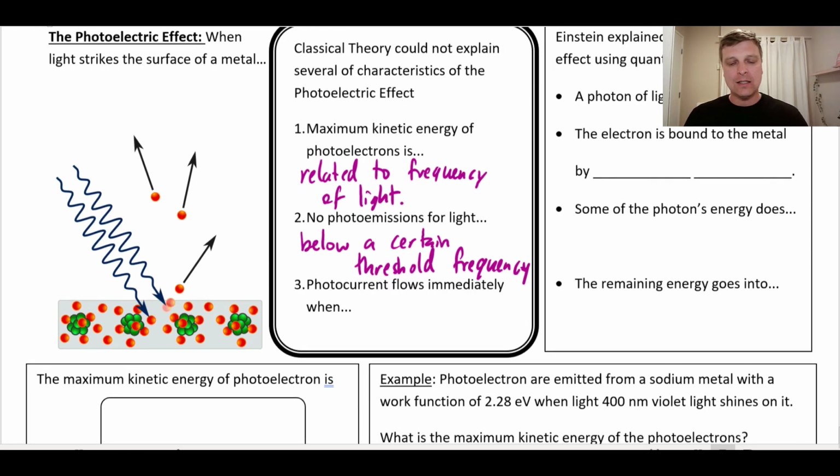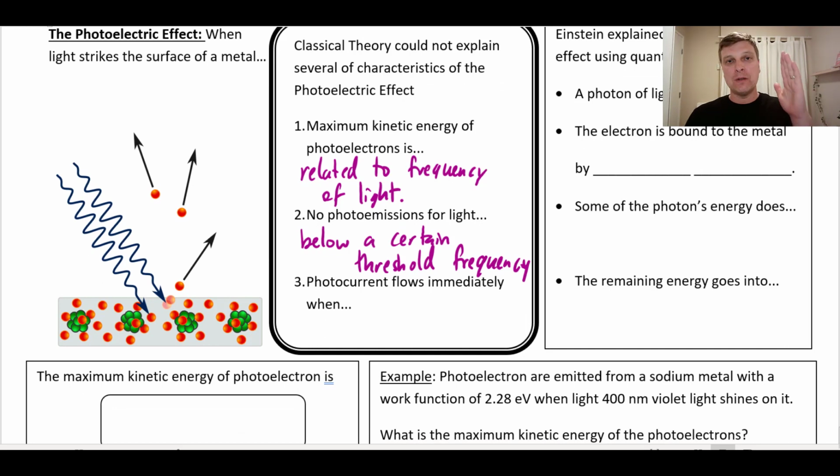And then the last thing to notice is that the photocurrent flows immediately once you cross that threshold. So as soon as you go beyond that minimum frequency, as soon as you get a greater amount of frequency, then immediately you get electrons flowing.